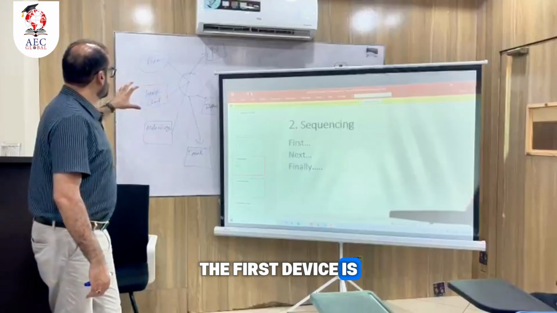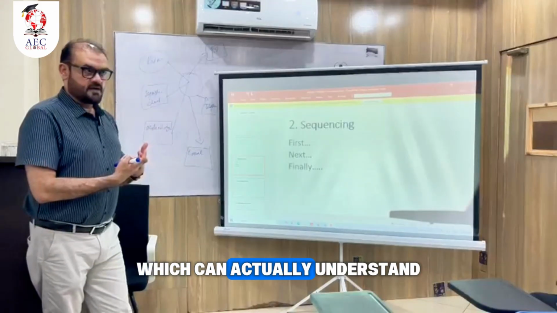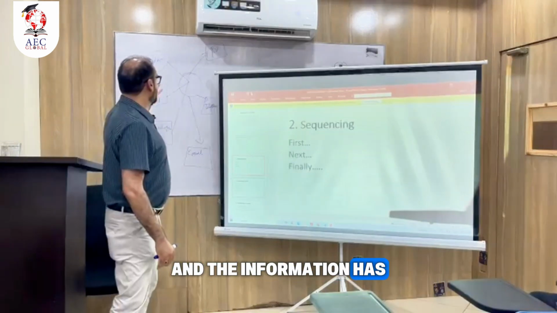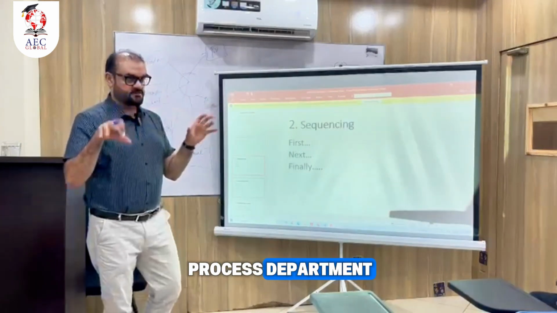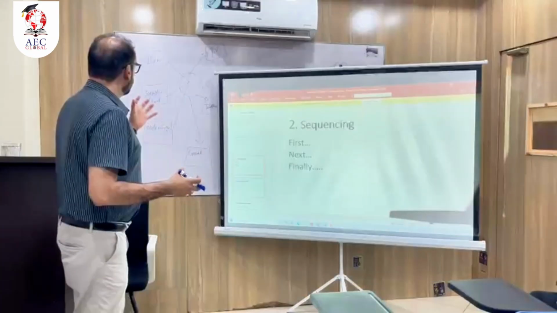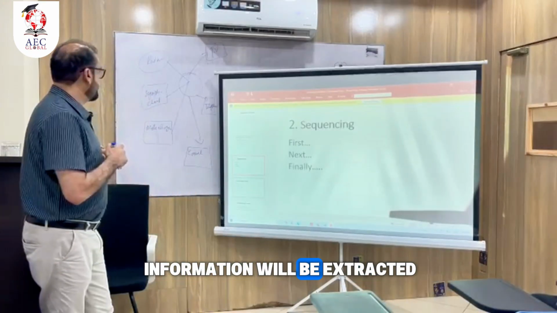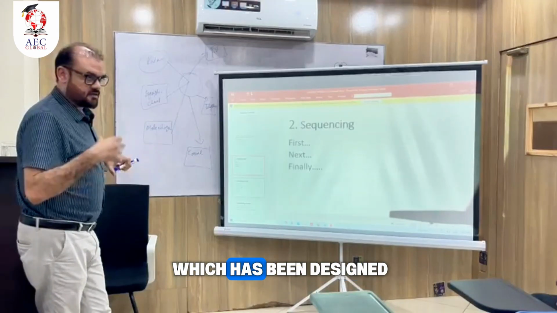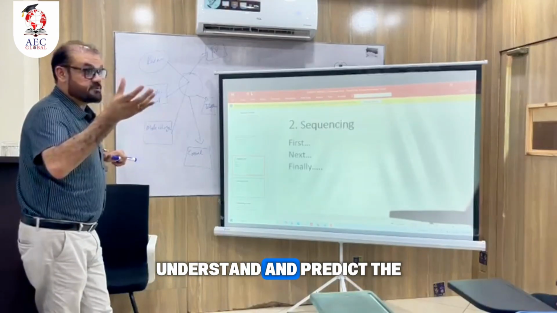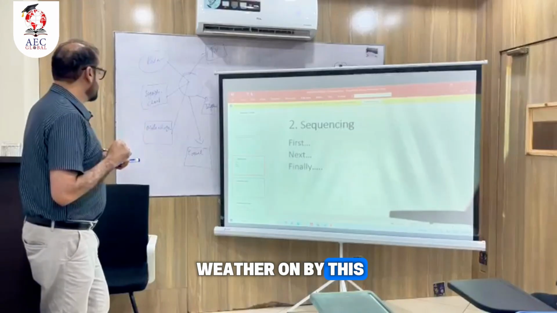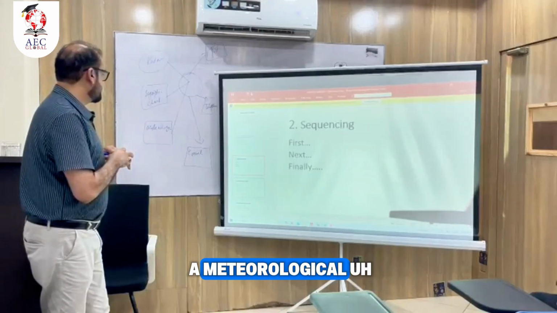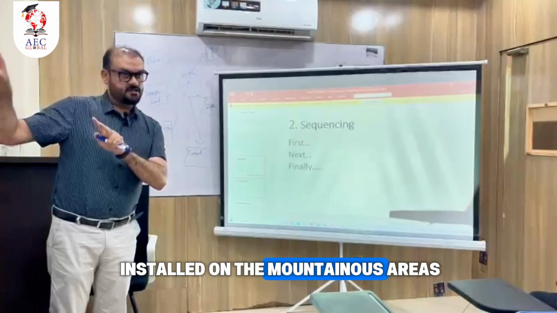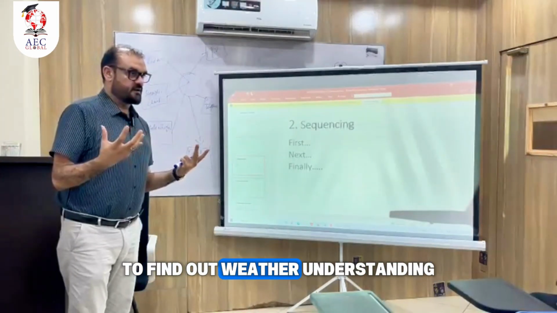The first device is a radar system, which can actually understand the weather and do various kinds of calculations, and the information is transmitted to the processing department where they process the information. The second most important source of information for understanding the weather is a synoptic chart, which has been designed to understand and predict the weather. The last one is meteorological equipment which has been installed in mountainous areas to understand the weather.